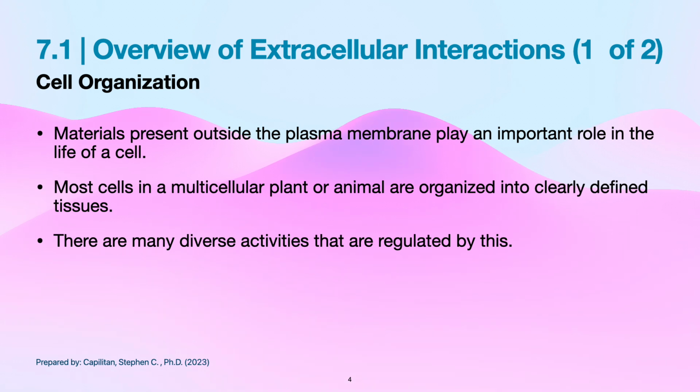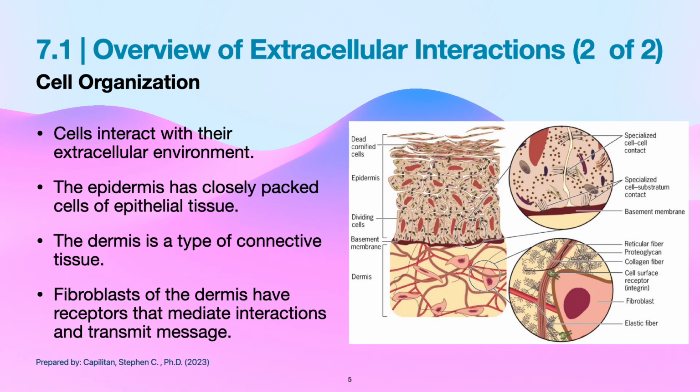We start with the overview of the extracellular interactions. We have the cell organization. Materials that are present outside of your cell membrane play an important role in the life of the cell. Most of the cells in multicellular plants or animals are organized into clearly defined tissues. This is all about the hierarchy of biological organization. We remember that atoms make up your molecules, molecules make up your organelles, organelles make up your cells, and cells make up the tissues, which make up the organ. And there are a lot of diverse activities that are being regulated by this.